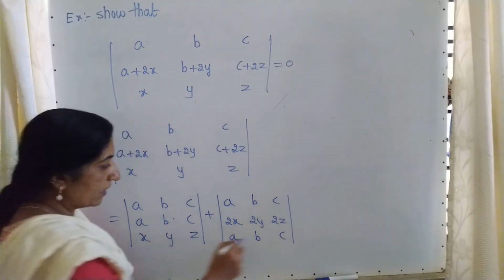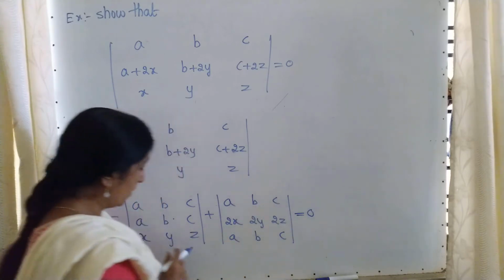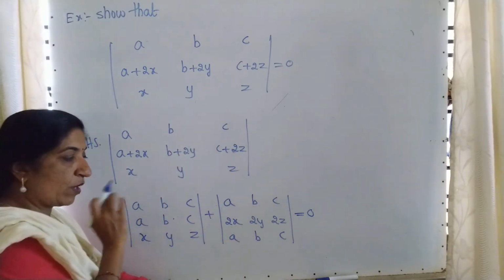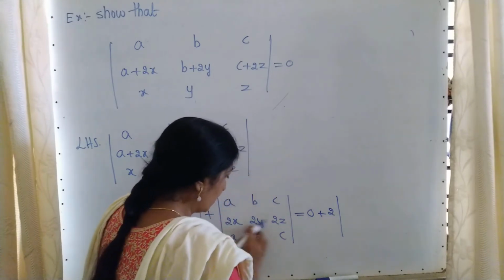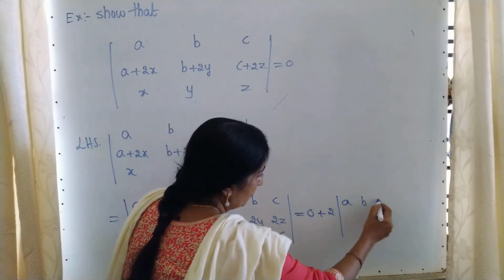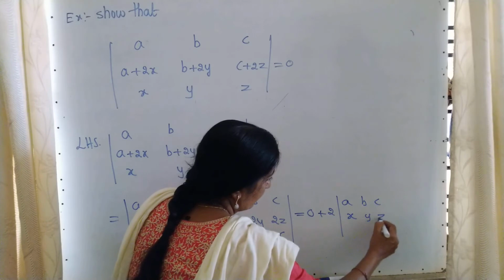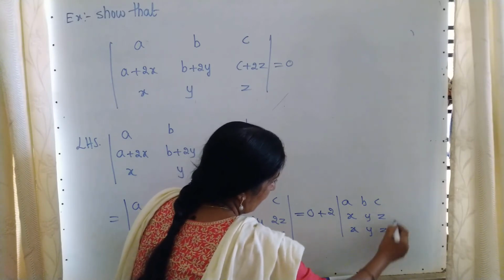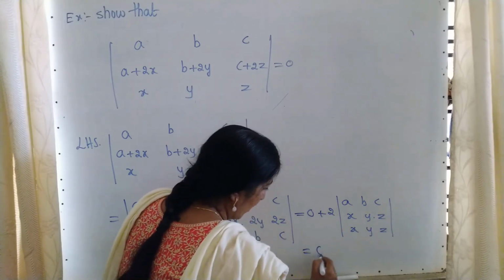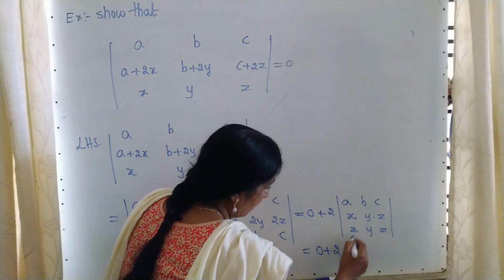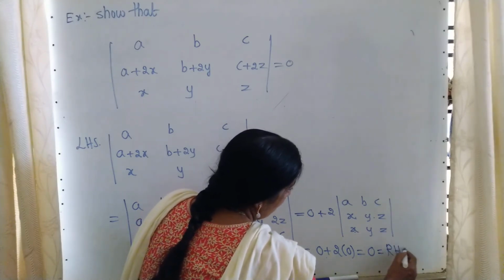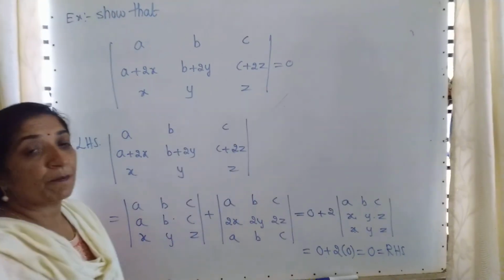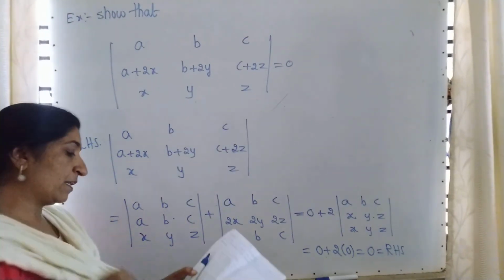Now, the first determinant will be 0. Why? Because the first and second rows are identical. Plus, 2 is common in the second row. See, again this is also 0. Why? Because here the second and third rows are identical. So the final answer is 0. That is nothing but the RHS. See, like this we are applying properties in the examples.